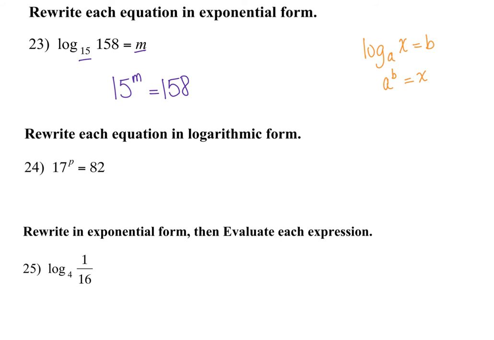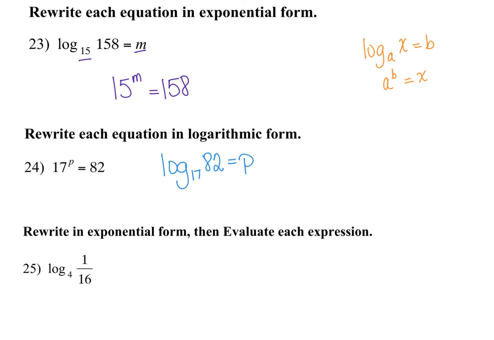That is rewriting that. To go the other direction, I'm going to go from exponential to log. So I'm going to make this a log. My base is 17. I am taking the log of 82, and that equals the exponent p. Make sure when you write these that your bases of your logarithms are smaller, that you don't have some crazy thing going on, because it's going to cause a problem when you go forward and do solving.